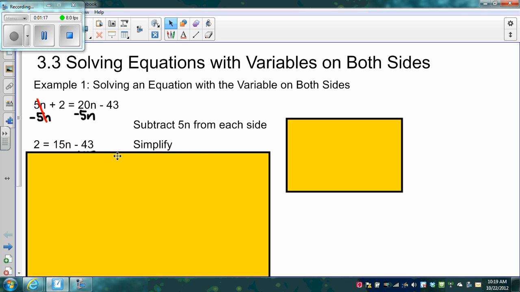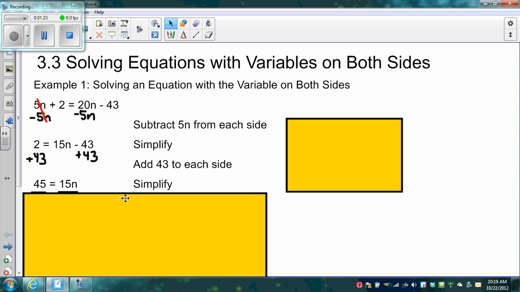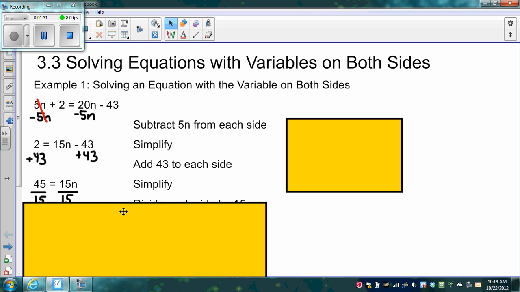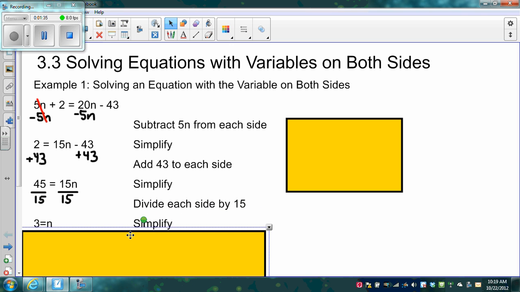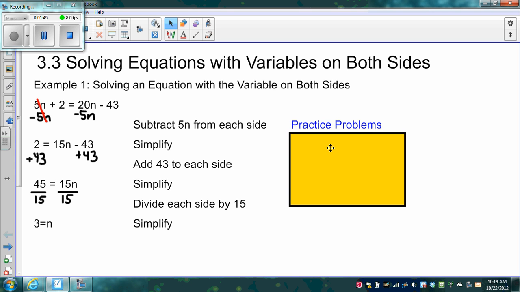Let's add 43 to both sides to get the 15n alone. We can simplify it to be 45 equals 15n. And then to further get n alone, since it's multiplication, we do the opposite, which is division. Divide both sides by 15, and we get n equals 3. And then we can go back to the original equation, plug it in, check what value we get on this side, and then check what value we get on the other to make sure.